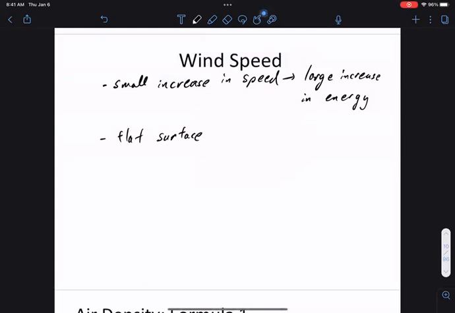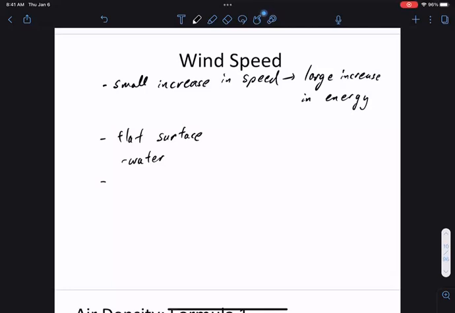Okay, you don't want anything before the turbine. You don't want a building, you don't want a mountain. So you want, for example, water. So that's why offshore is very good. It's very flat, there's no obstruction for air to flow. So you want a very flat surface where you put it. What else?